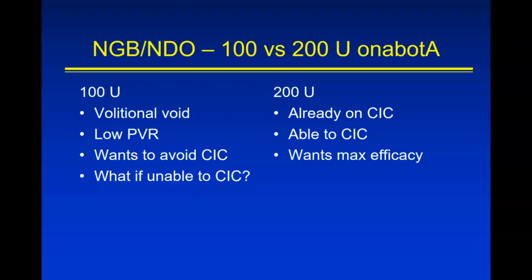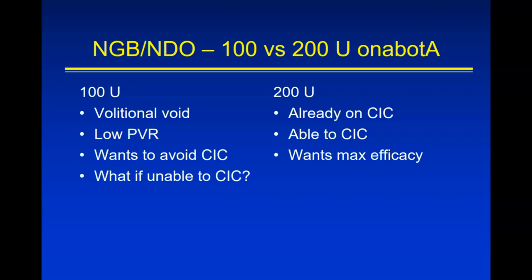So how do we decide? For neurogenic detrusor overactivity, the FDA-approved dose is 200 units. That's what I use for someone who's already on CIC, able to CIC, wants maximal therapy. But if someone comes in who's a volitional voider with a low PVR and does not want to catheterize, that's usually our MS patients, maybe some Parkinson patients, so they have more issues with incomplete emptying, or incomplete spinal cord injury patients that void, we may go with a lower dose, the 100 unit dose.